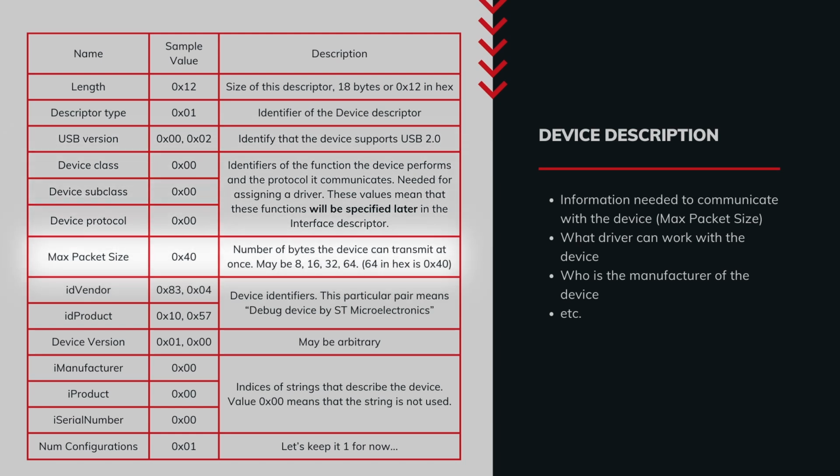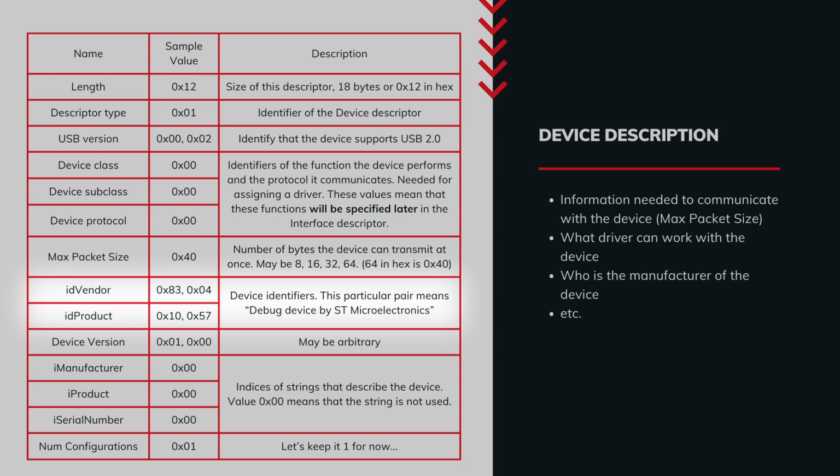Maximum packet size. Okay, this one is important. Intuitively, it's how many bytes the device can transmit at one go. It can be 8, 16, 32, or 64. If the device is unable to send its message in one packet, some complicated things happen, so we'll set this value at maximum 64 bytes, or 40 in hex, and try our best not to send more than 64 bytes at one go. ID vendor and ID product are the identifiers for the device and manufacturer.